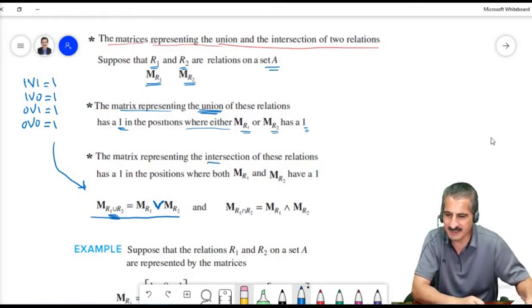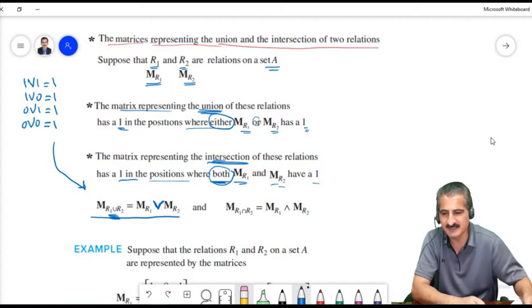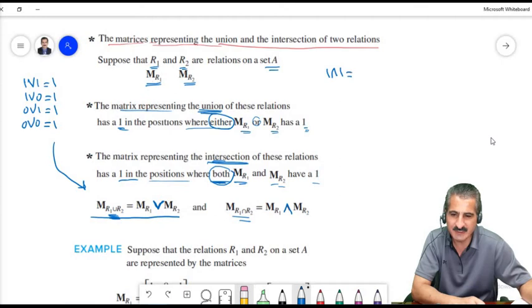And for the intersection, we will have 1 whenever both matrices have 1 in that place. For the union, either one of them, either this or that. But in the intersection, we will have both. This is the intersection, and we remember what that means. We know that 1 and 1 equals 1, but 1 and 0 equals 0. 0 and 1 equals 0, and 0 and 0 equals 0. So to have 1 in there, we must have 1 at both places. Okay?